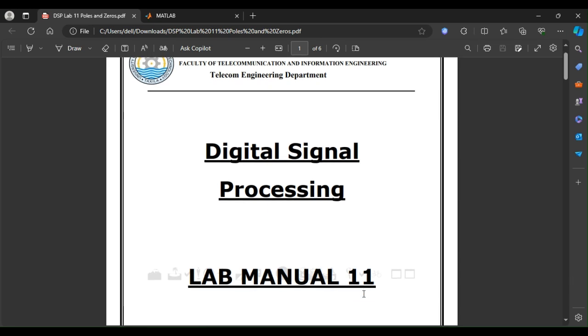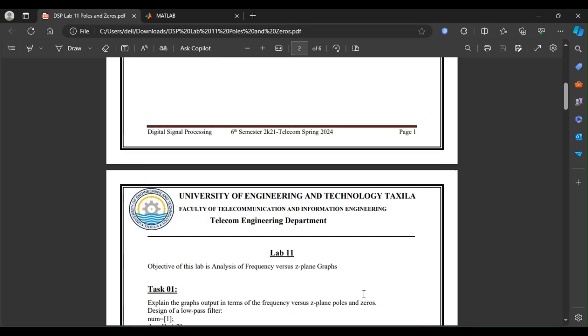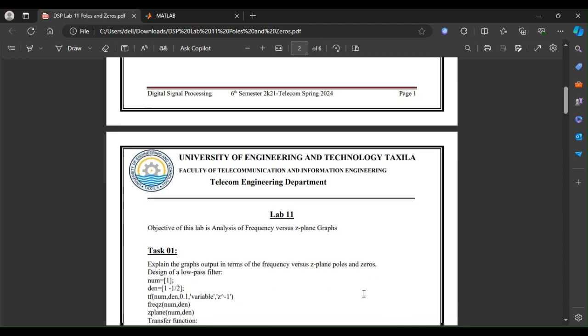So today I am going to solve lab manual 11 of digital signal processing, that is, analysis of frequency versus Z-plane. In this lab, we basically aim to analyze the relationship between the frequency domain and the Z-plane in digital signal processing. By representing a signal in the Z-plane, we gain insight into its behavior in discrete time systems. This analysis helps in understanding how the frequency content in the continuous time domain translates to the complex frequency in a discrete time system.